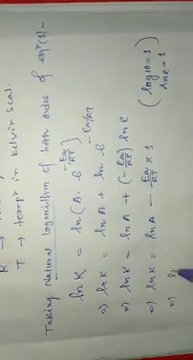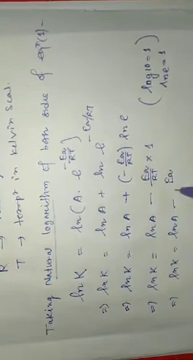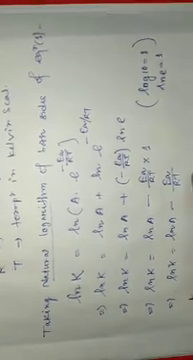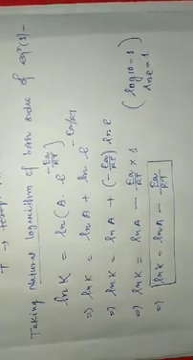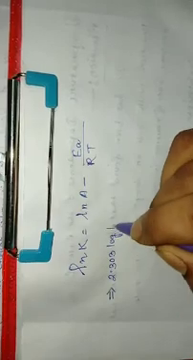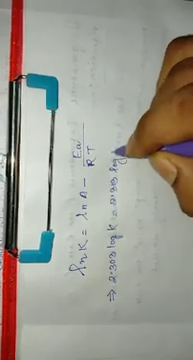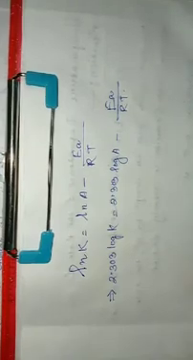So this is the Arrhenius equation in the natural logarithmic form: ln k equal to ln A minus Ea divided by R into T. Now we can convert this equation into logarithmic form. So 2.303 log k equals 2.303 log A minus Ea divided by R into T.